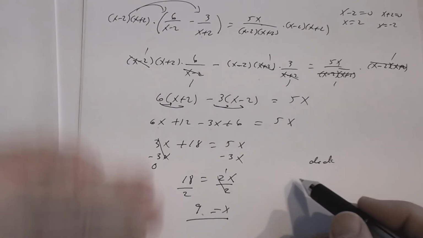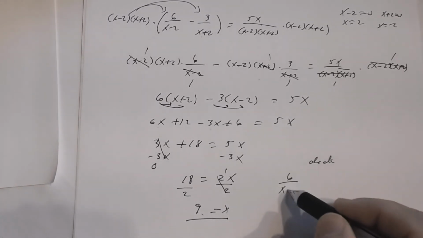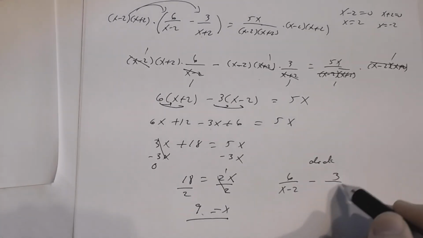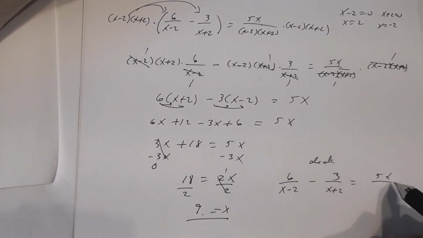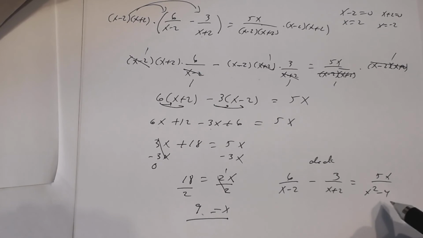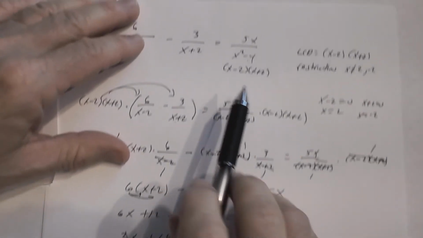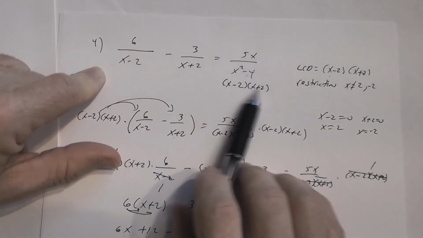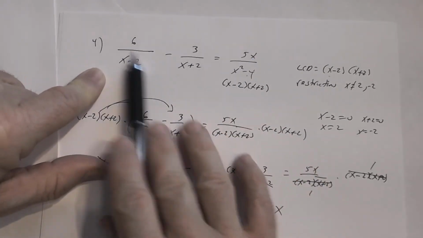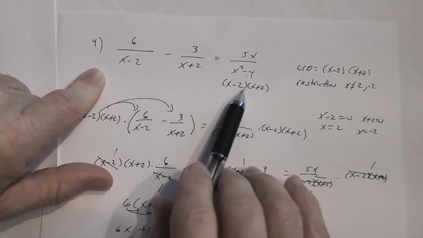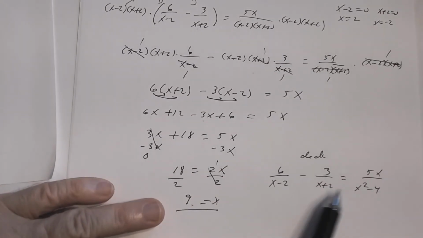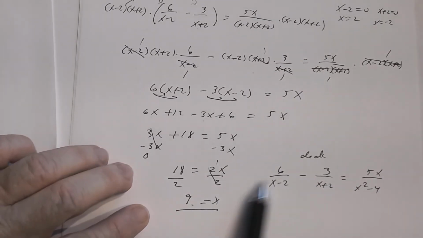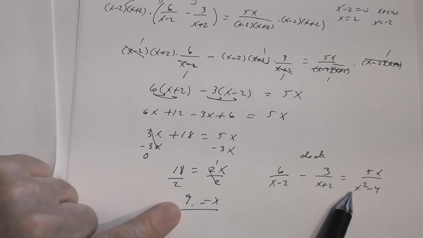So here is the original problem. 6 divided by x minus 2 minus 3 divided by x plus 2 equal 5x divided by x squared minus 4. Now, remember, always use the original because you still could have messed up with the factoring, right? So always use the original. Don't use the factoring when you check it because you could have messed that part up as well. So go back to the original as you saw it, and then substitute 9.